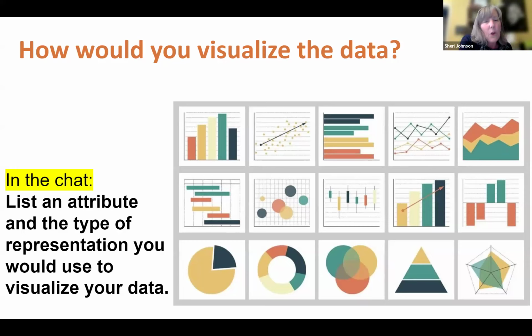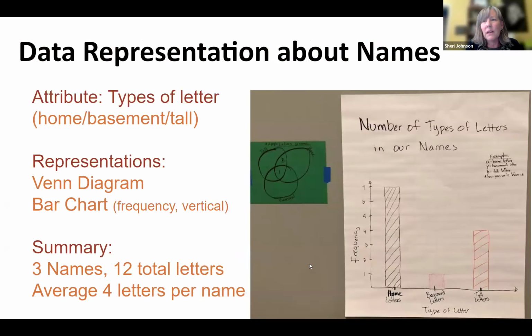Awesome, great thinking. Well, before we move on, we do want to share with you one of the representations from a small group of folks that we thought was pretty interesting and something we definitely didn't think of ourselves. I didn't know that you could classify letters as home, basement, or tall. Basement letters are like P's and G's. They go down below the line. Tall letters would be the same height as a capital letter, your H, T, etc.